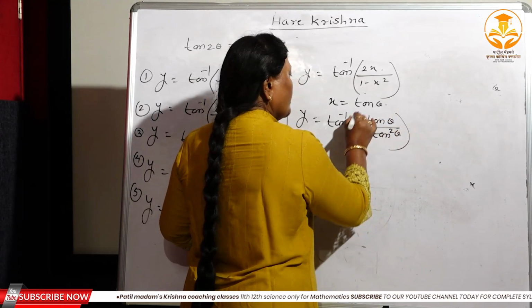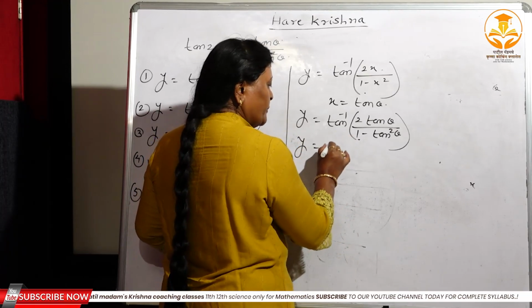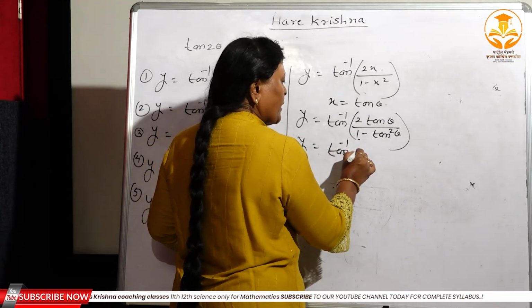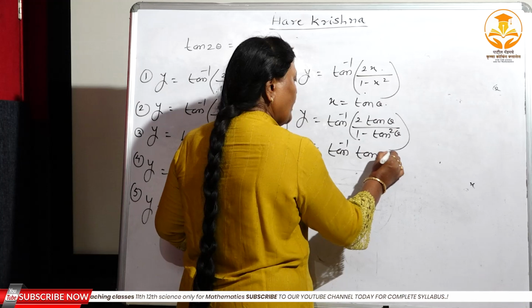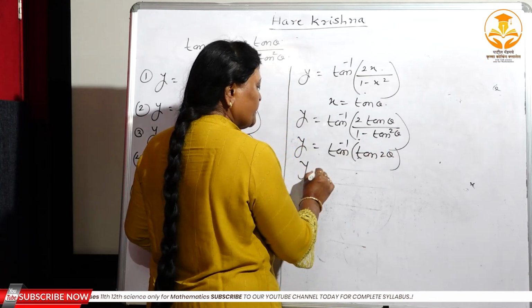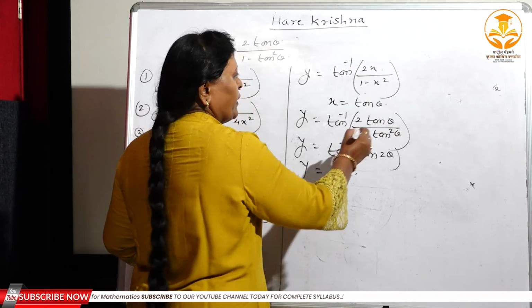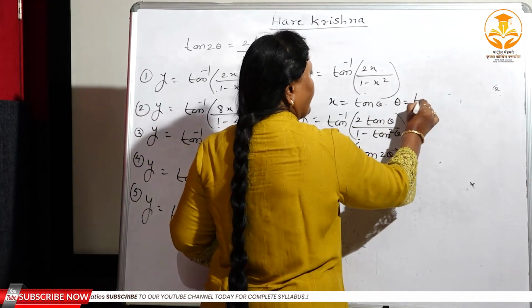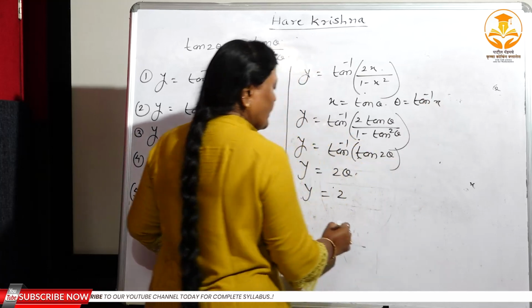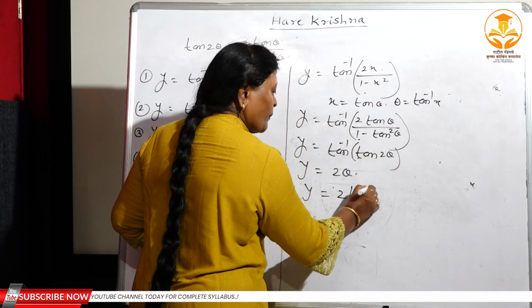And again you know the formula of tan 2 theta, isn't it? Tan inverse and tan get cancelled. What remains? 2 theta. Again y is equal to 2 theta. What is theta here? The theta is nothing but tan inverse of x, isn't it? Therefore y is equal to 2 tan inverse of x.